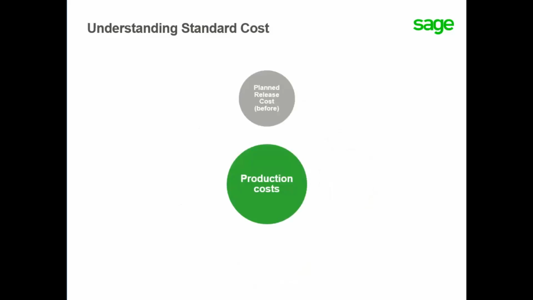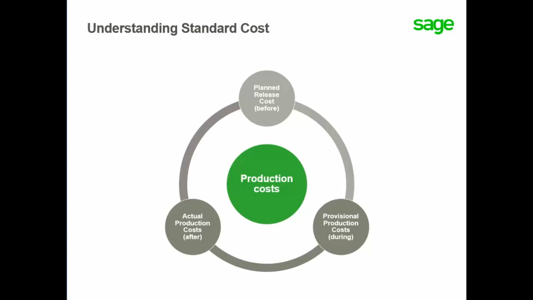Production costs begin with the planned release cost for a particular work order to build a given finished good. These planned release costs come from the standard cost. During production, these costs become provisional. From time to time, various products or materials cost more than you expect, or you might have a machine that runs overtime by several hours or even days, and these things affect the cost that was established before the work order began. At the conclusion of the work order, the actual production cost can be determined by tracking and then compared to the standard costs.